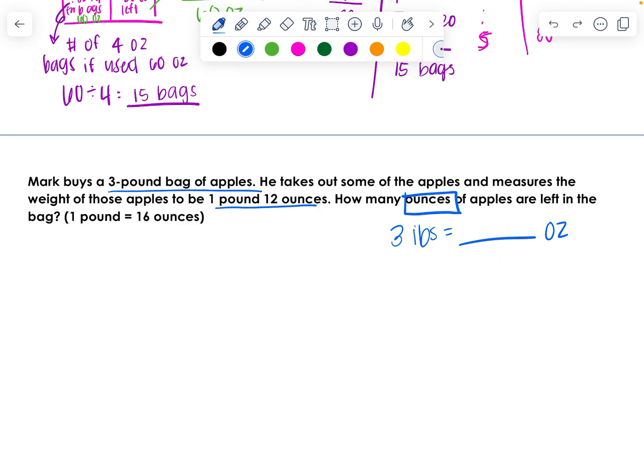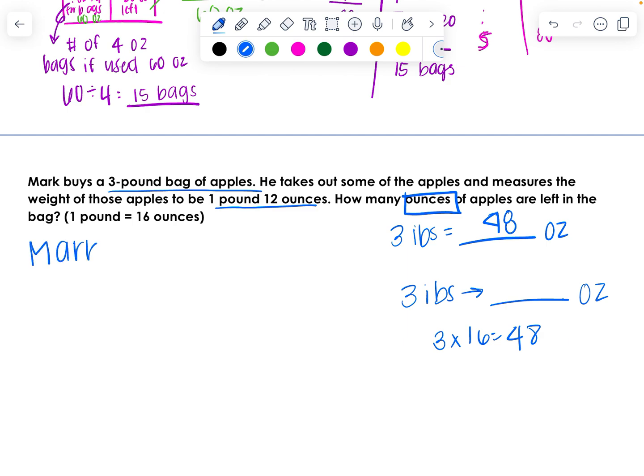So first, let's convert 3 pounds to however many ounces. What I can do is 3 times 16, because I know 1 pound equals 16 ounces. So 3 times 16 would give me 48. So I have, Mark bought 48 ounces of apples.